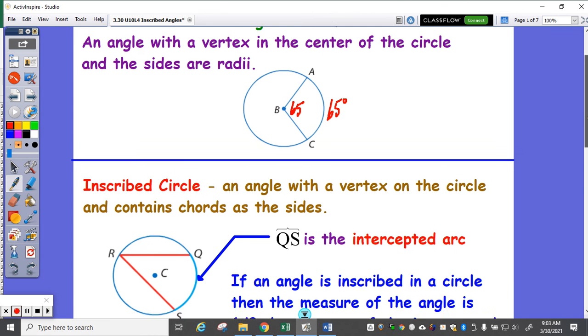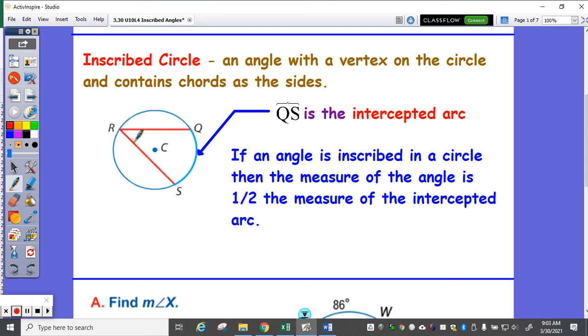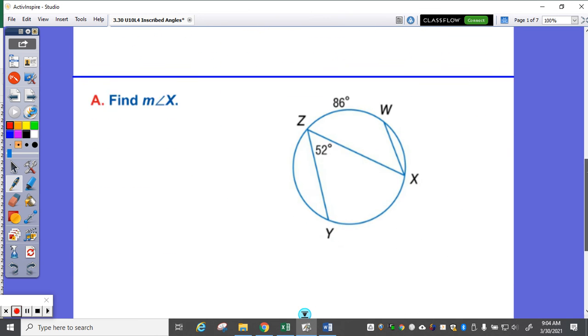Whereas if we come down to the inscribed angle, if this was 60 degrees, then this would be 120 degrees. That's interesting. I should put angle here. Okay, inscribed angle. So the arc was twice the angle, or the angle was half of the arc. And that's pretty much all it is.